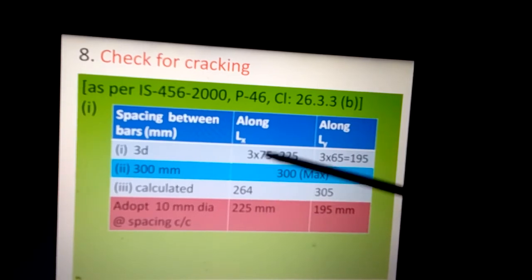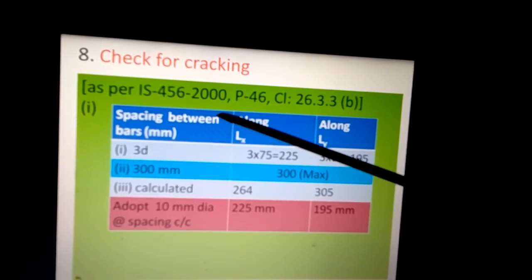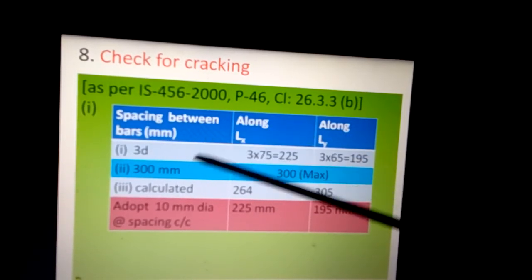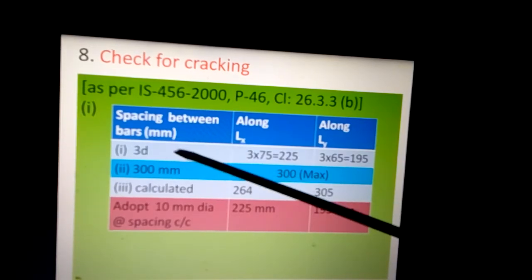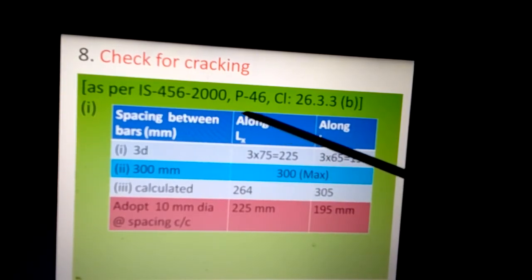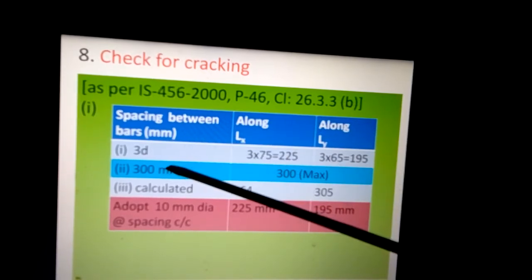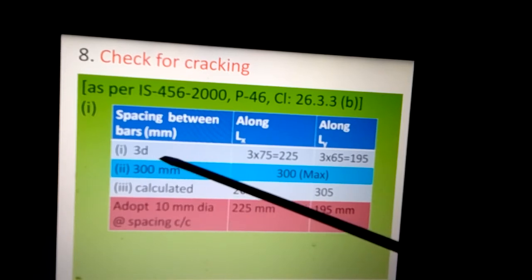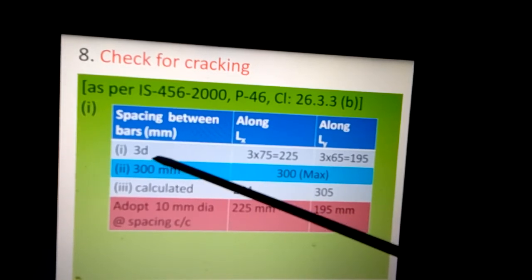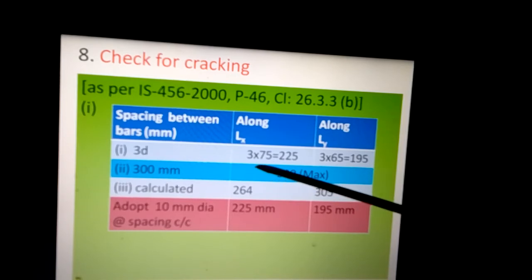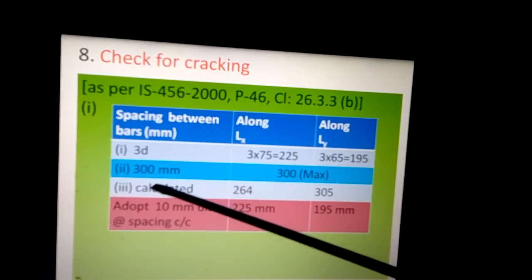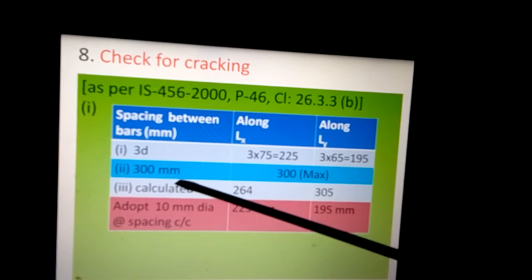Now the next step is to check the slab for cracking. Cracking means checking the slab for the spacing between two bars. As per IS 456:2000, page 46, clause number 26.3.3(b), the spacing should be 3d, that is 3 times the effective depth. Along Lx it comes to 3 into 75, that is 225 millimeter, and along Ly it comes to 3 into 65, 195 millimeter. Now the maximum allowed value is 300 millimeter only.